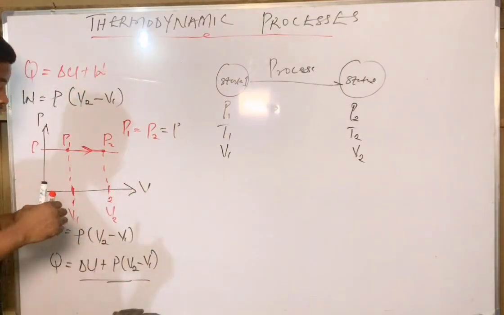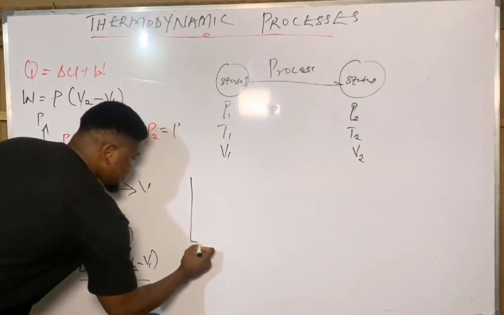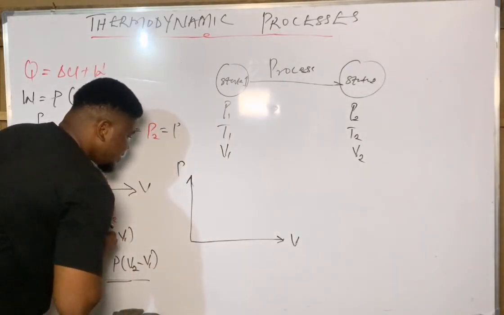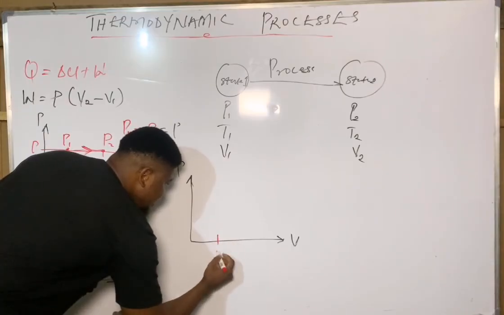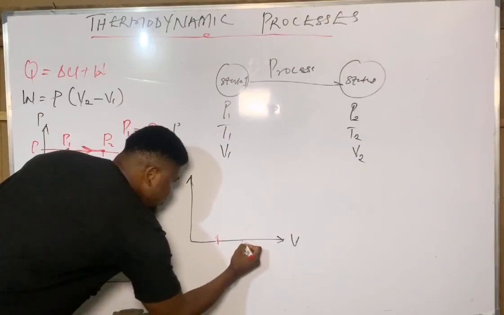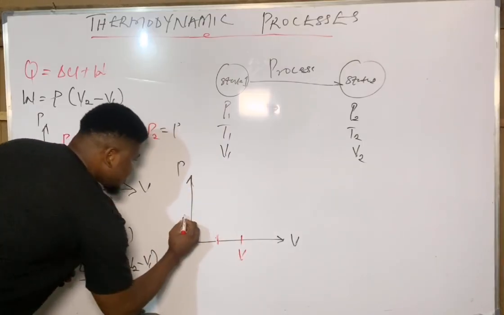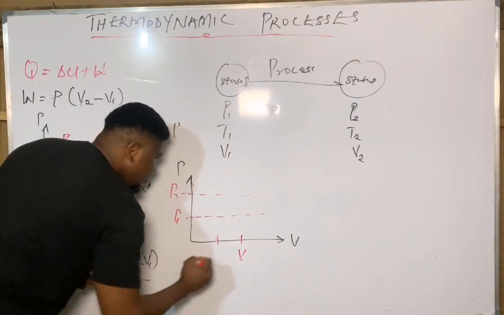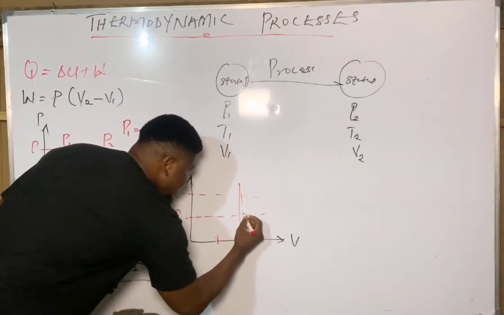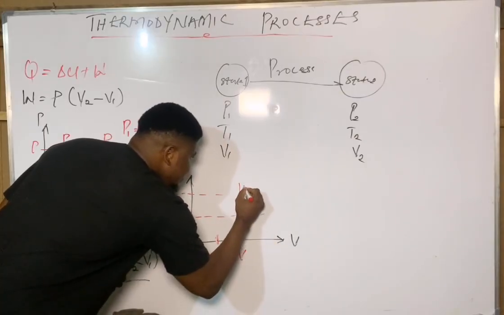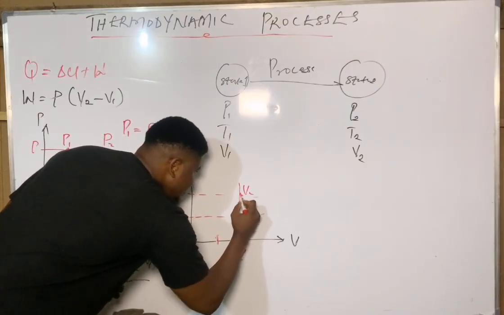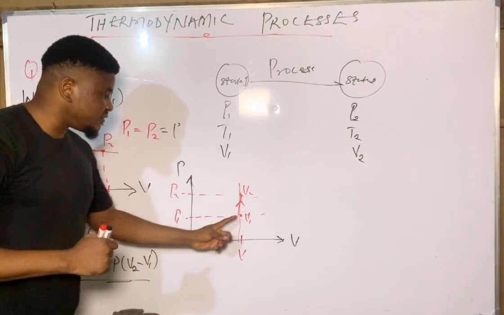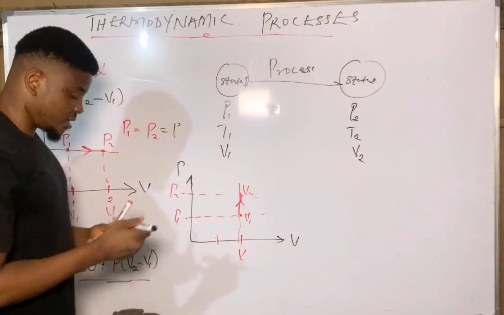So let's illustrate this using a PV diagram. On a PV diagram, this is volume, this is pressure. In this case, volume is not changing, so volume remains constant, but pressure can increase. This is P1, and pressure can increase to P2, but the volume cuts across like this. This is V1 and this is V2. So this process is called a constant volume process. This is what the PV diagram looks like.